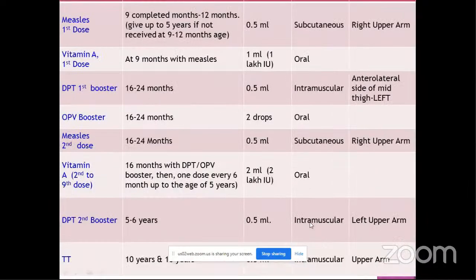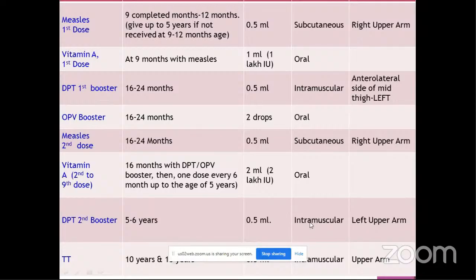Now coming to the 9th month dose, which will cover measles first dose and then vitamin A first dose. Measles first dose is at 9 months. It can be given from 9 months to 12 years, but mostly we can give up to 5 years. If the child has missed a vaccine, we can give it at any time till 5 years. It is 0.5 ml subcutaneous, because this is a live vaccine.